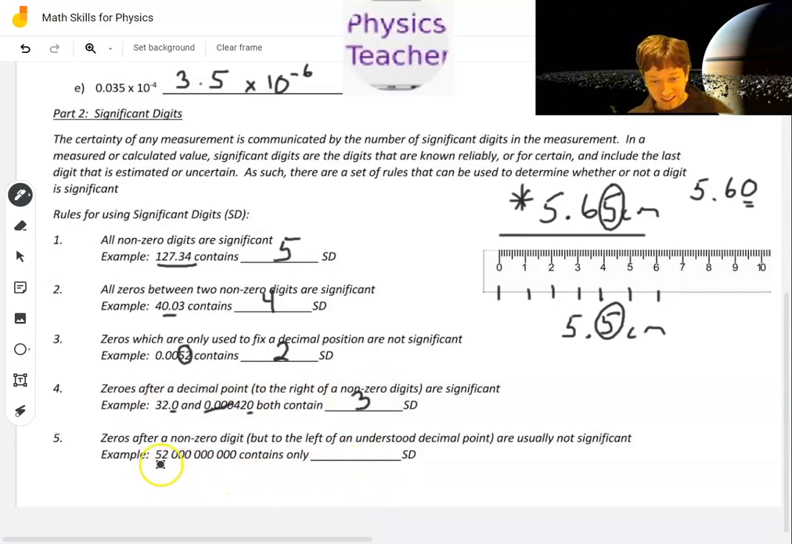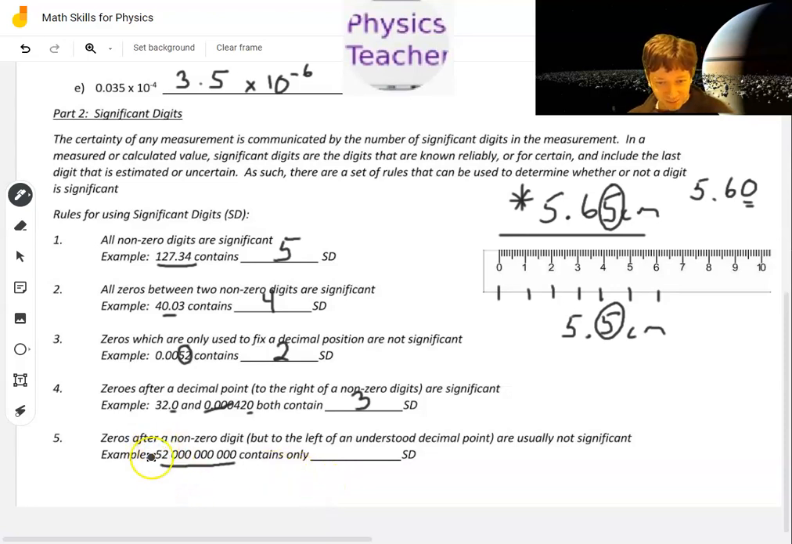And finally, rule number 5, something like this is honestly incorrect. If you were to write a number like this onto your lab report, then it's not correct because it doesn't tell anything about the accuracy. So what do I mean by that? The ultimate rule for significant digits is, if you're not sure, put it in scientific notation. Because when it's in scientific notation, all digits count.